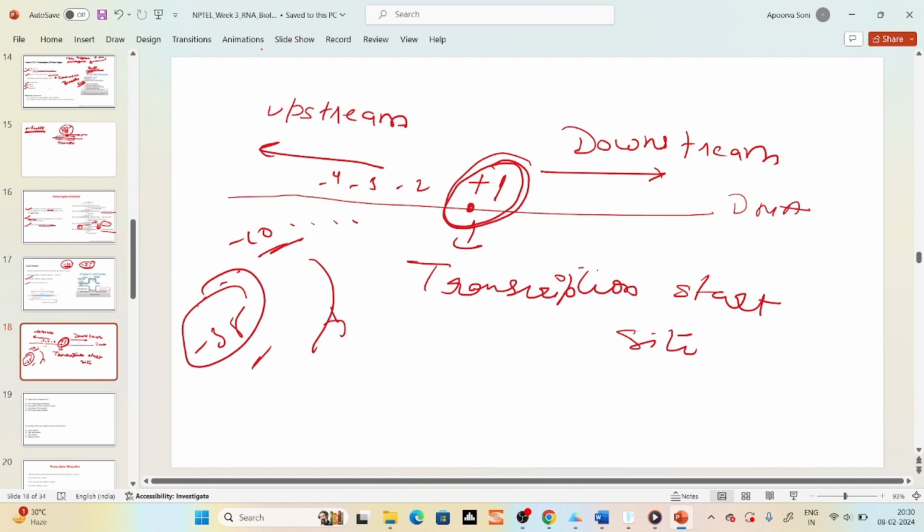Okay, so is this clear what I'm trying to tell over here? So that is why -10, -35. These are the two consensus sequences where the RNA polymerase comes and binds, first is -10, the other one is -35. Is that clear to everybody or not? If it's not clear, you can ask right away.